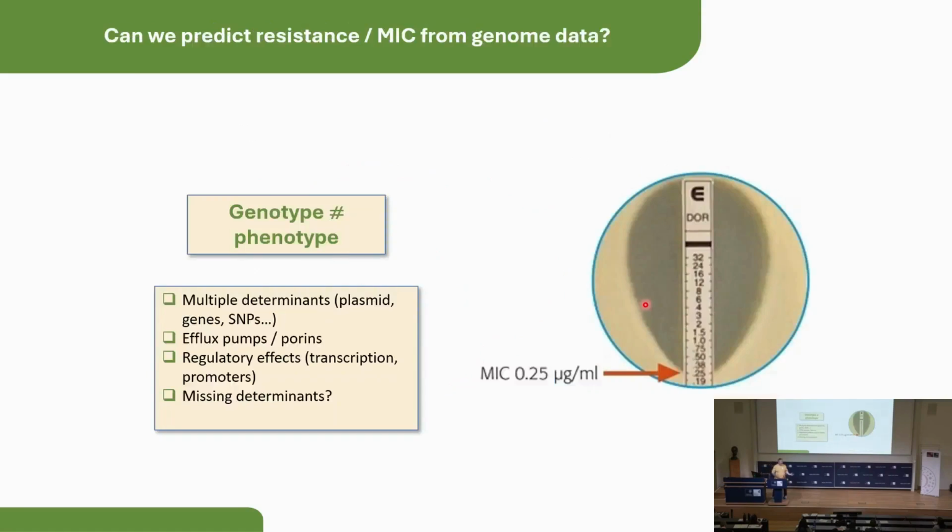So can we use machine learning, can we use AI to try and bridge that gap between what we're currently doing, which is just looking in databases, and what we might like to have a better understanding of, the resistance that's actually in these isolates?